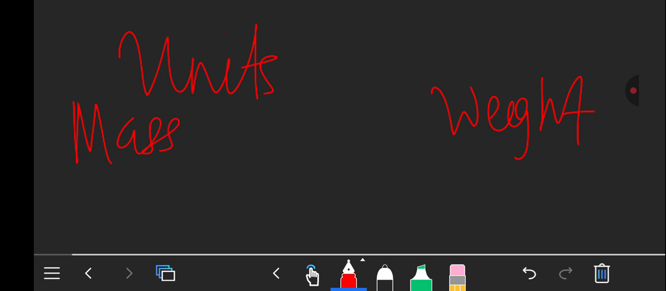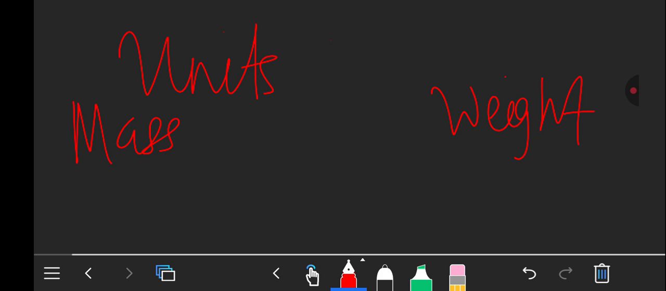This is what we are going to learn in this video, so that we reduce the misconceptions and the wrong use of these terms. Let's understand something so that you're able to use the right units for the right context. So what are the units for mass?